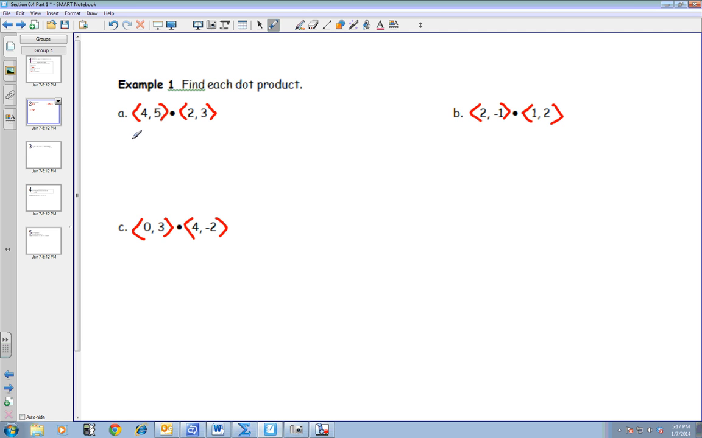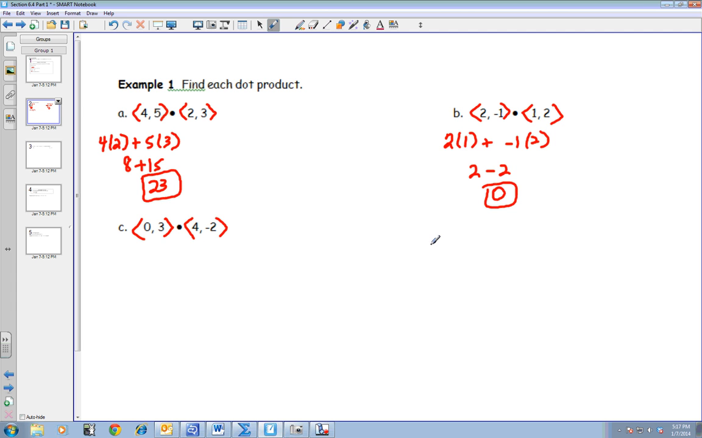All right, so I want to find the dot product. That means I'm just going to multiply my first numbers together, so 4 times 2 plus 5 times 3. So 8 plus 15, the dot product is 23. On part B, 2 times 1, I'm multiplying this and this together, plus -1 times 2. So 2 minus 2, the dot product is 0. On this one, 0 times 4 plus 3 times -2. So I have 0 minus 6, so the dot product is -6.